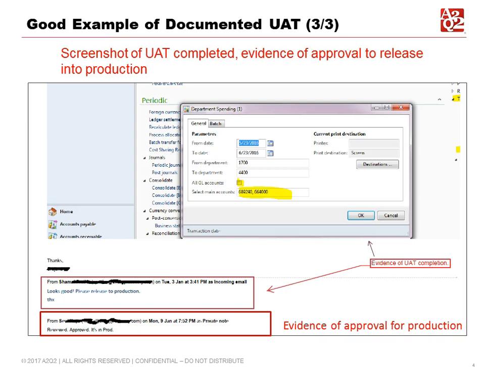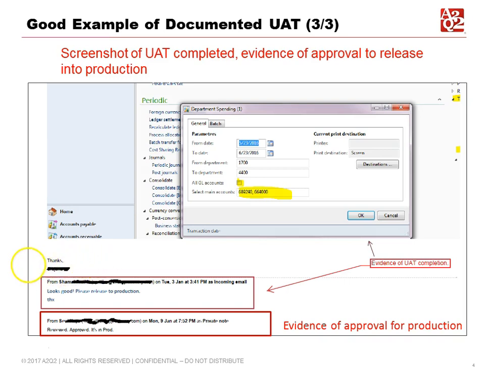And then finally, what you see at the bottom is the evidence of approval to put into production. So the user is saying, this is looking good. And now finally on the IT side, the IT person is saying, approved, it's in production, and it's done.